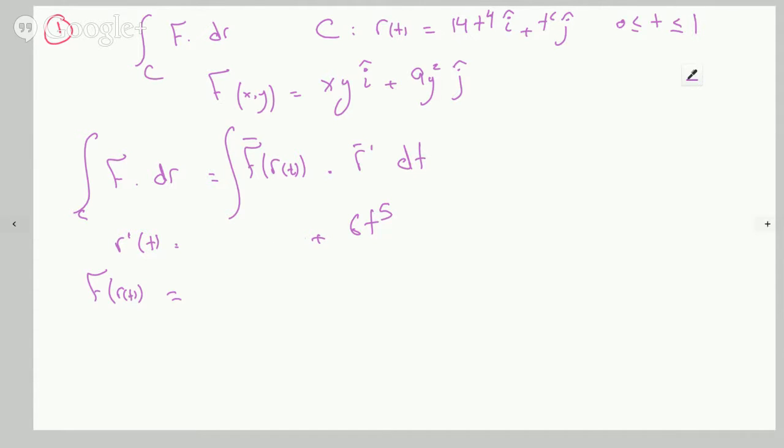X represents the x component of the r vector, and y represents the y component. So this is 4 times 14 t to the 3rd. Okay, F of R of t will be 14 t to the 4th. So it's x times y, so 14 t to the 4th times t to the 6.